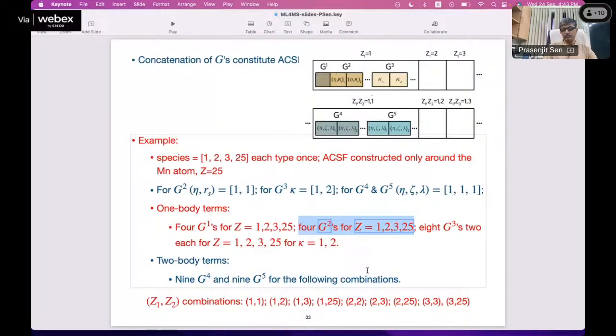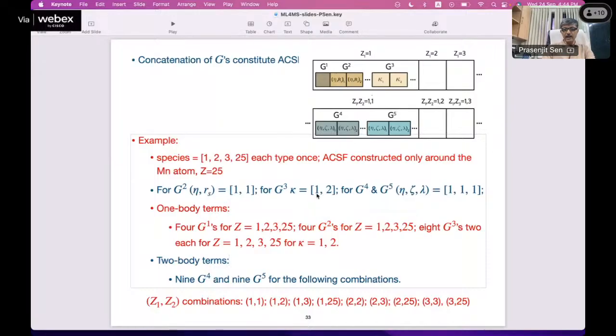Suppose you have each of these elements only once: one atom of hydrogen, one of helium, one of lithium, one of manganese. It's a strange thing, but suppose you have that, then of course 25 will not have 25 as its neighbor. So that entry will be put as 0, and so on.